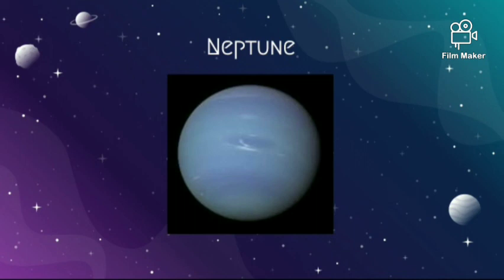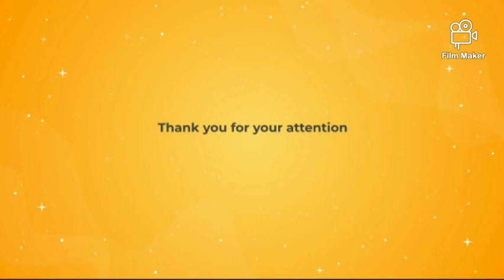Neptune has a composition quite similar to that of the planet Uranus. The interior of Neptune, like that of Uranus, is composed mainly of ice and rock. Neptune has 14 satellites. This is my presentation.